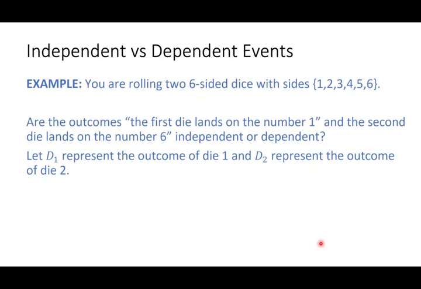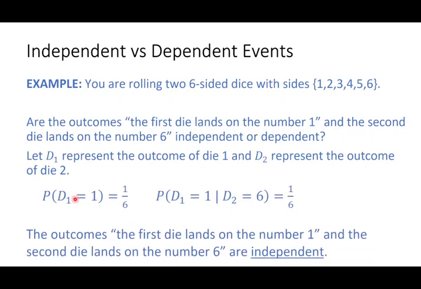I already told you this one, but you're rolling 2 6-sided dice with sides 1 through 6. Are the outcomes, the first die lands on the number 1 and the second die lands on the number 6, independent or dependent? Just for simplicity, we'll let D1 represent the outcome of die 1 and D2 represent the outcome of die 2. And we can write it out like this.